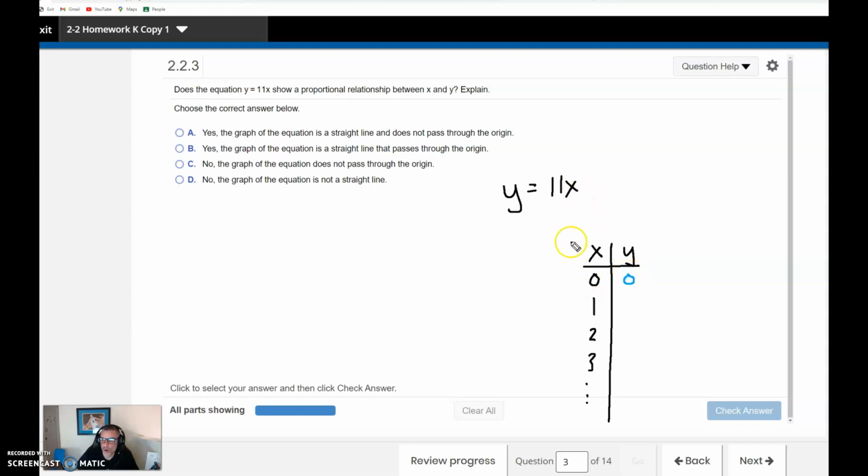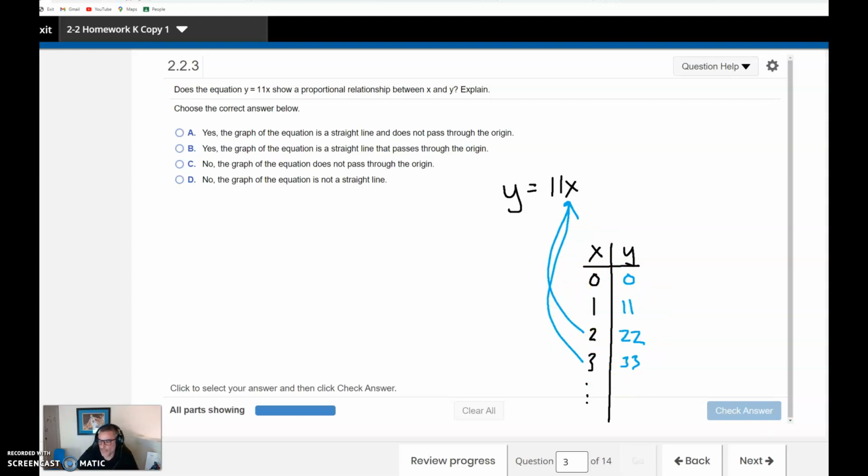What is 1? Again, I'm just taking whatever number I have here and putting it here. What is 1 times 11? 11. What is 2 times 11? 22, right? And 3 times 11 would be 33, and so on.